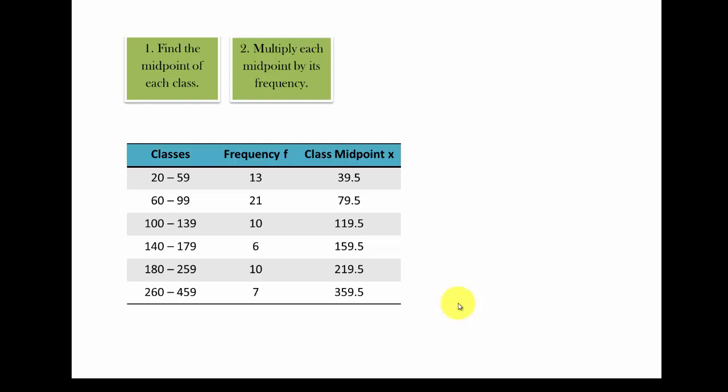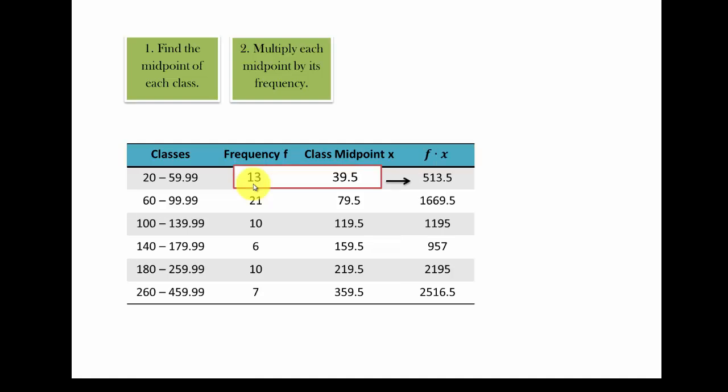The next step is to multiply each midpoint by its frequency. In other words, we multiply 13 by 39.5, 21 by 79.5, and so on. And we get all these products listed in the fourth column of the table.